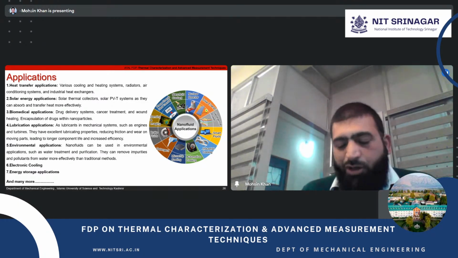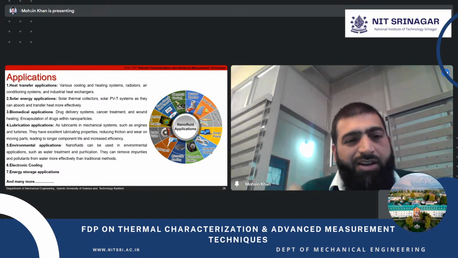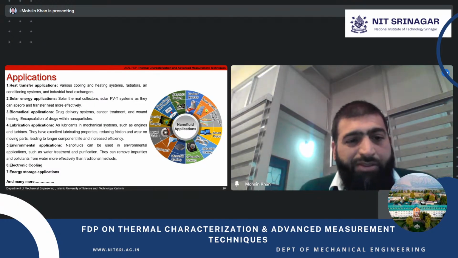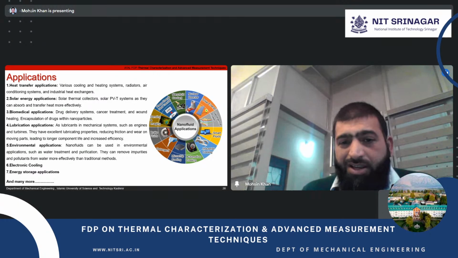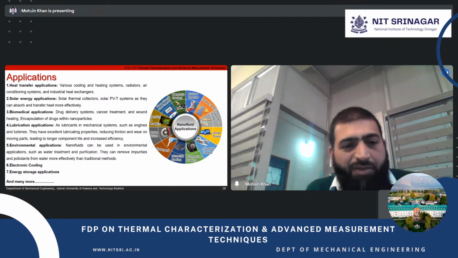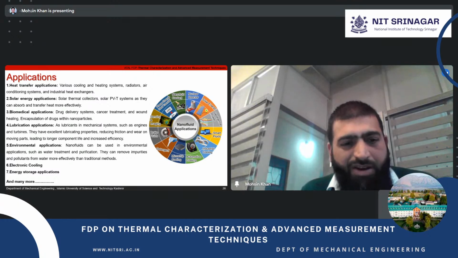Many researchers and biomedical professionals face the problem of delivering a drug at a particular place. So they are trying to encapsulate the drug in nano films and nanoparticles and deliver it to the place where it is supposed to be delivered. It has all been possible because of nanotechnology, I can say. Lubrication applications: as lubricants in mechanical systems such as engines and turbines. They have excellent lubricating properties, reduce friction and wear on moving parts, which increases efficiency and component life. Environmental applications: nanofluids have been found to be very effective in water treatment and purification. They can remove impurities and pollutants from water more effectively than traditional methods.